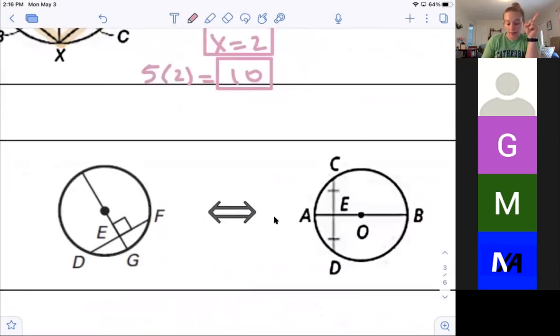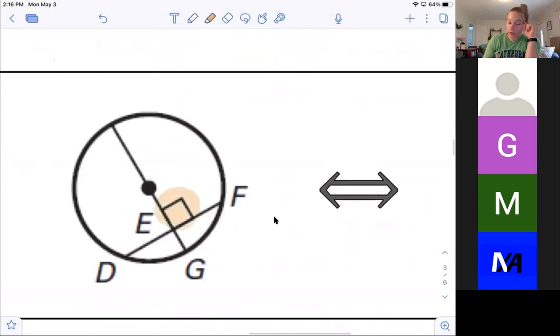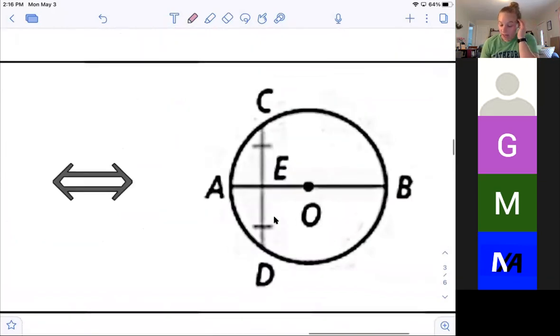we're given one thing. In the first one, we're given that we have a 90-degree angle. So if it's 90 degrees, if they're perpendicular, then DE and EF are congruent and DG and FG are congruent. Vice versa, if I know that CE and ED are congruent, that means that AC is congruent to AD, and it also means that I've got a 90-degree angle here.